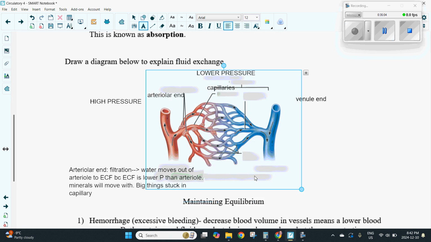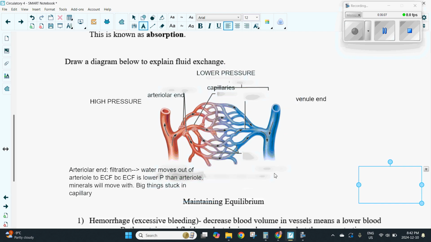Okay. Now, on the opposite end, this is the venule end. This process is known as absorption. With absorption, we can't lose water to the ECF. It has to come back into the blood vessels, because if we lose water from the blood, then blood pressure is going to tank. You have less water in the blood, and you do have water in your blood. You have water in everything.